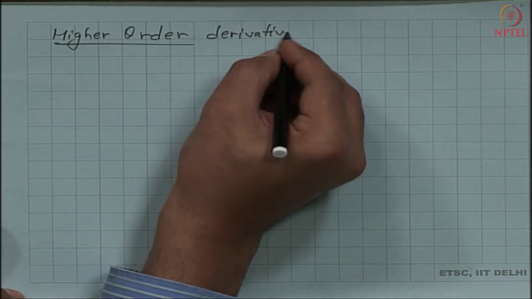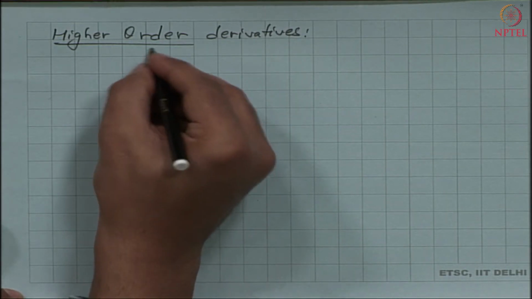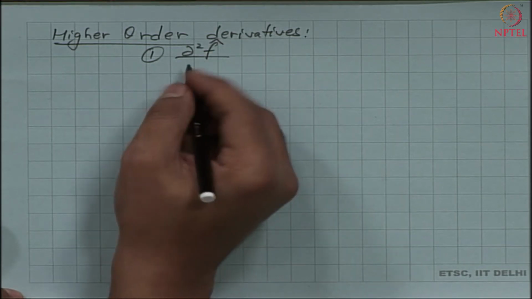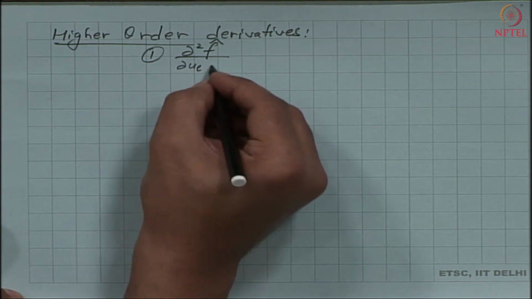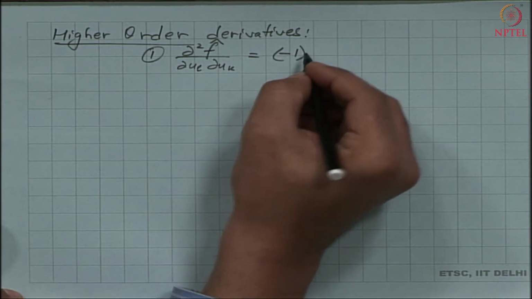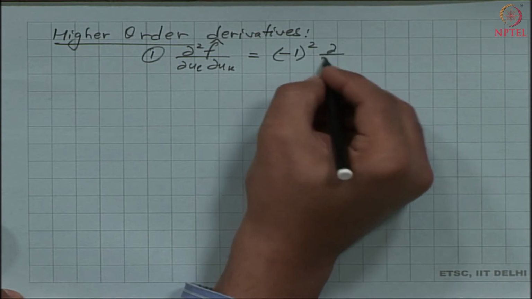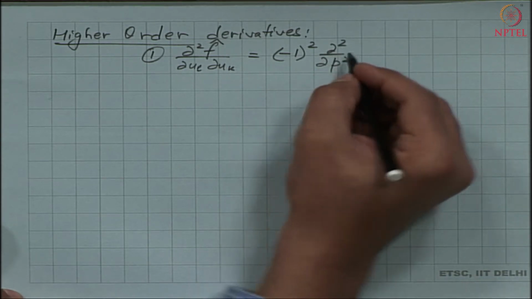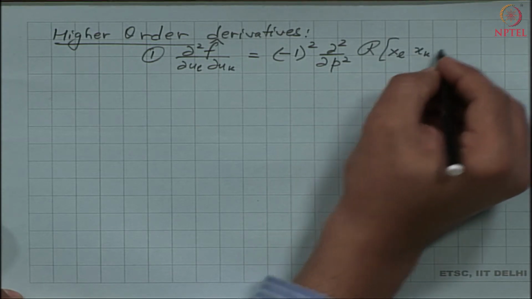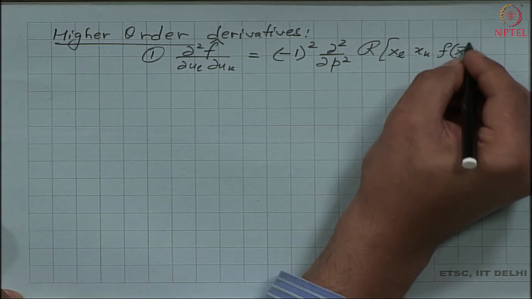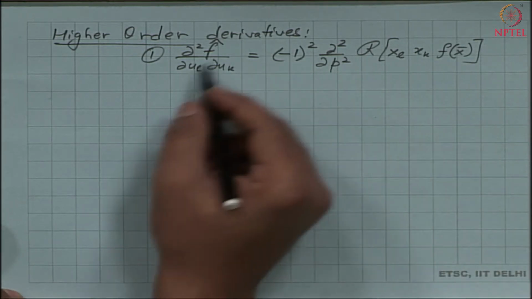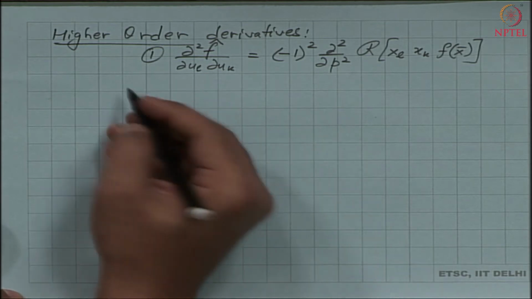Let me look at the higher order derivatives. I see that to find the second derivative of f hat with respect to u_l and u_k, that becomes (negative 1) squared times the second derivative of the Radon transform with respect to p of the following function, x_l x_k f(x) dx. So, I have just generalized this following result with respect to the second derivative that I have found. So, let me continue.